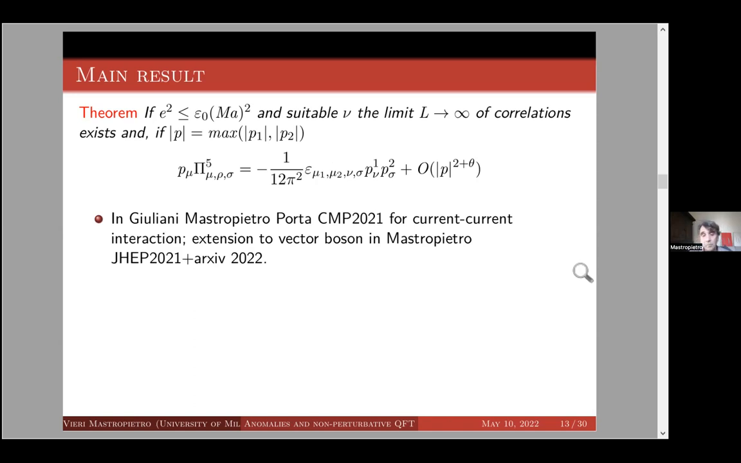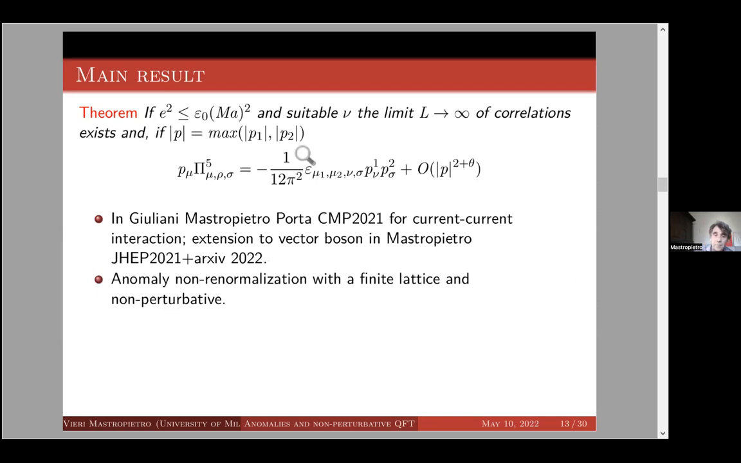In fact, you can even break more. This result was first proved in a non-relativistic context in which even the lattice was anisotropic, so we broke symmetries even more than in this case. For instance, we considered space and time and even broke Lorentz invariance in the strongest way, but it is still true. It is very general; you only need gauge invariance. This result was proved for current-current interaction in a paper with Giuliani and Porta, and then I extended it to the case of vector bosons later. So it is not perturbative, with a finite cutoff.